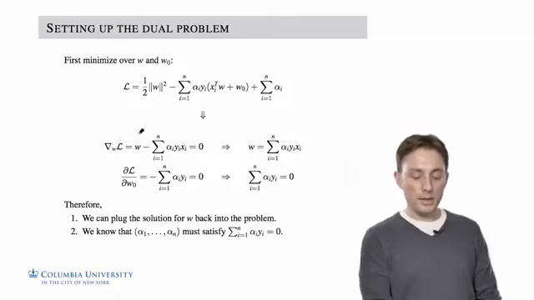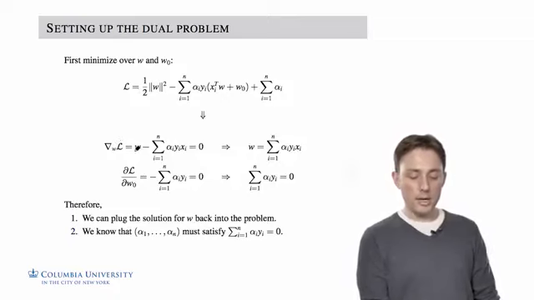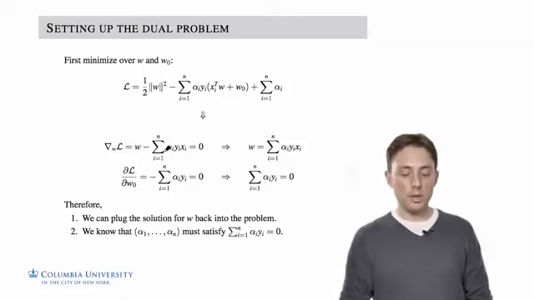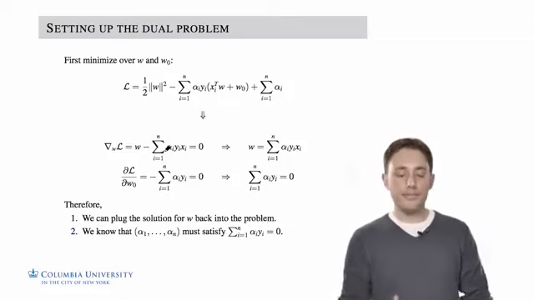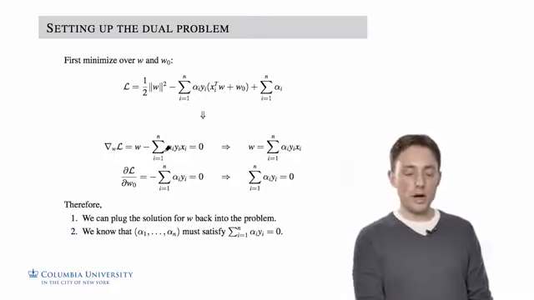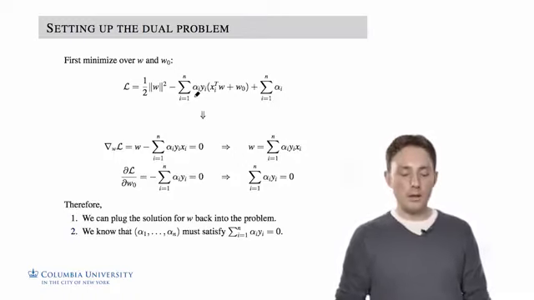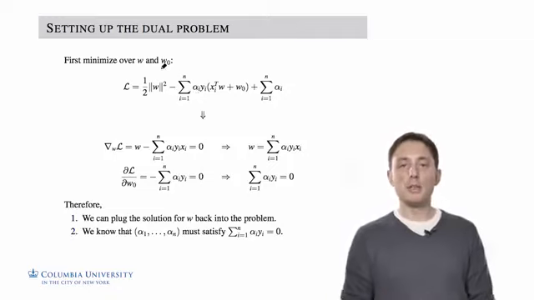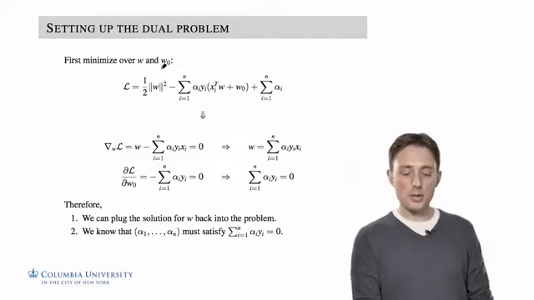We get that the gradient of this thing is equal to W minus this term here. And now we set that to 0 and solve for W. So we find that for a particular setting of the Lagrange multipliers, alpha 1 through alpha n, the vector W that minimizes this thing for that particular set of Lagrange multipliers is equal to this.